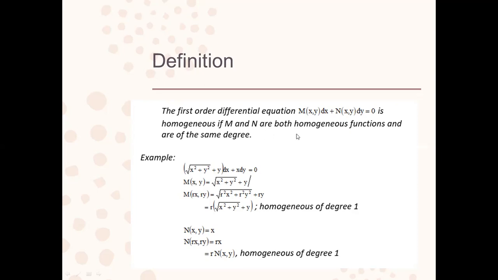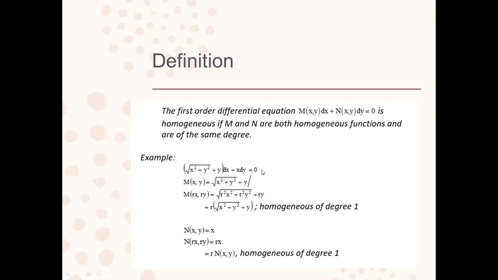If M and N are both homogeneous functions, meaning M has to be homogeneous, N has to be homogeneous, how you tell for its homogeneity, it's the same as what we did in the previous page. And they have to have the same or equal degree. Now question, what will happen if M and N are homogeneous but are not of the same degree? Then your differential equation is still non-homogeneous. So the requirement is two: both M and N have to be homogeneous and they have to have the same degree.